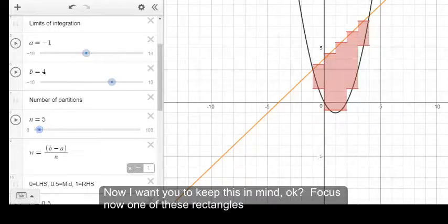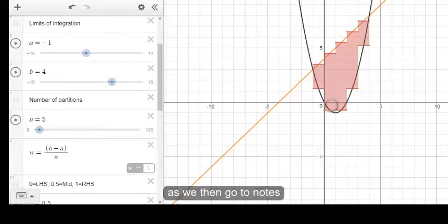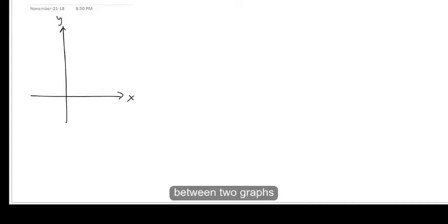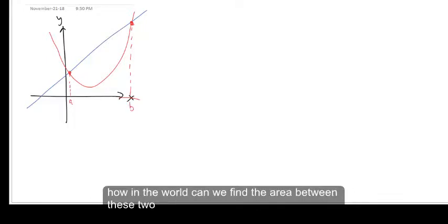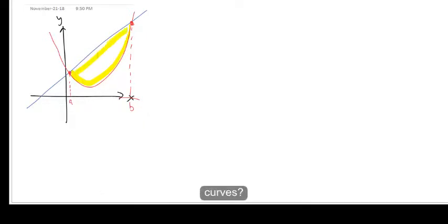Now I want you to keep this in mind, okay? Focus in on one of these rectangles, as we then go to our notes. Alright, now before we even begin our notes, I know you don't have this, but our goal once again is to find the area between two graphs. Okay? Now notice there are intersection points, so let me just call this point here A, and let me call this point here B. So how in the world can we find the area between these two curves?